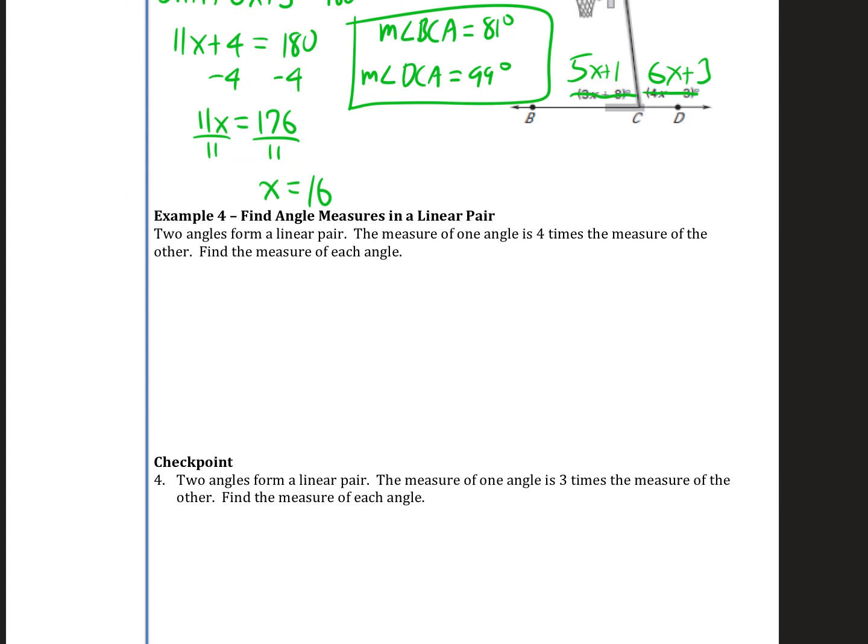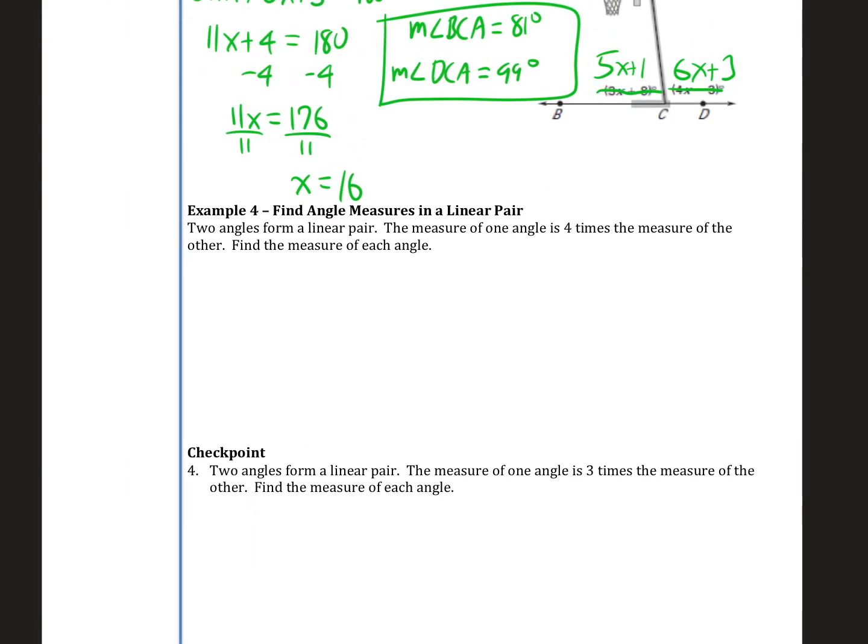Alrighty. We have a couple more examples to get through here. So, let's keep moving. Okay, next example. Two angles form a linear pair. The measure of one angle is 4 times the measure of the other. Find the measure of each angle.